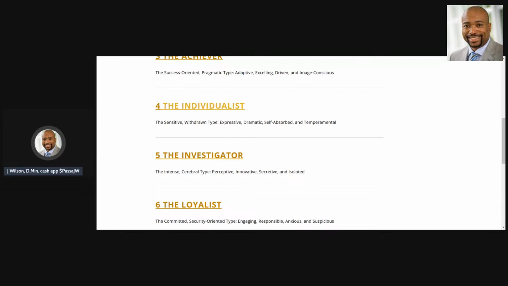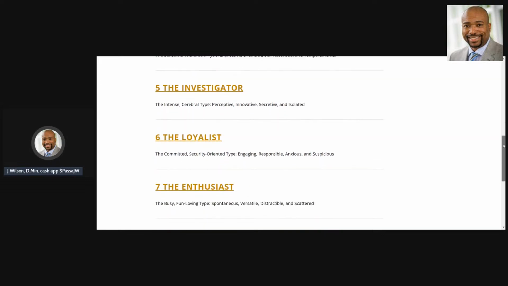With the investigator, you got to make it make sense. Investigators are data driven. You can't come with feelings with them. You can say I got a feeling, but they're going to say, okay, how does the data support that? That's the investigator. Then the loyalists are your cops, your security guards and stuff.